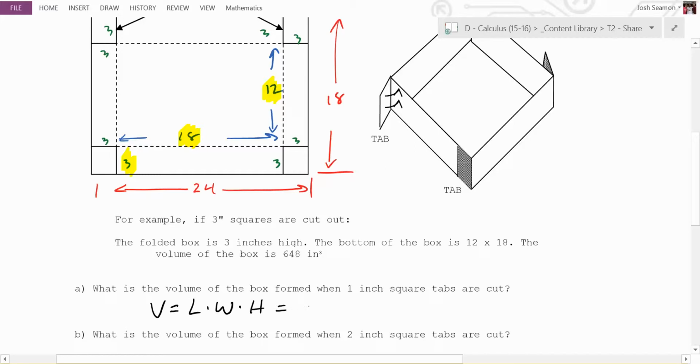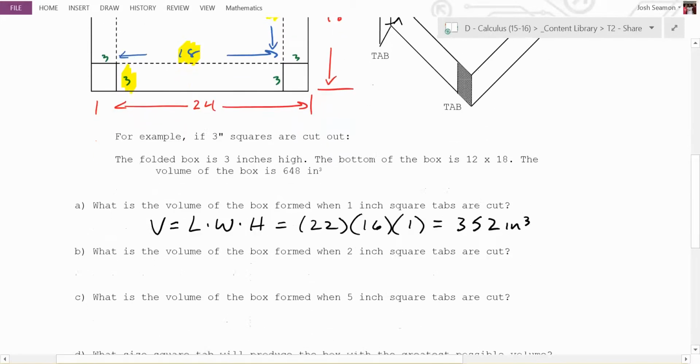So we know the height is going to be 1. What's the length going to be? The length is the longer one. 22. And what's the width going to be? 16. How'd you get 22 and 16? You subtracted double the height, right? Because it's going to be on both sides. Times what? How high is it? 1. So it's 22 times 16. How many? Anybody have that? 352. So it's 352 inches what? Cubed. Nice.